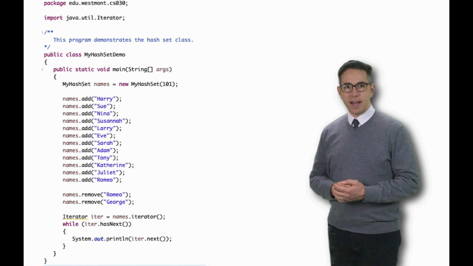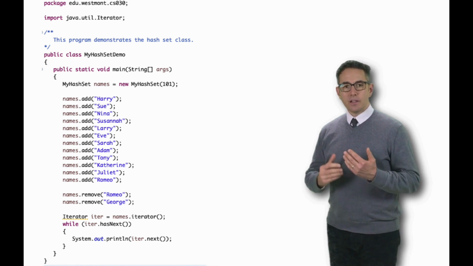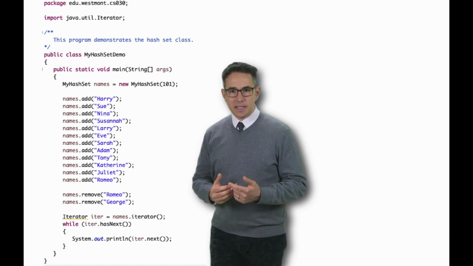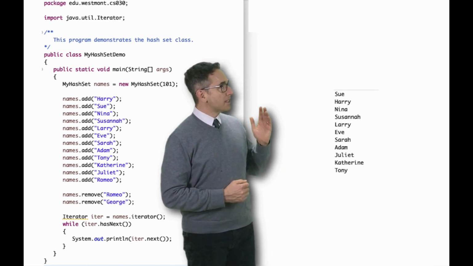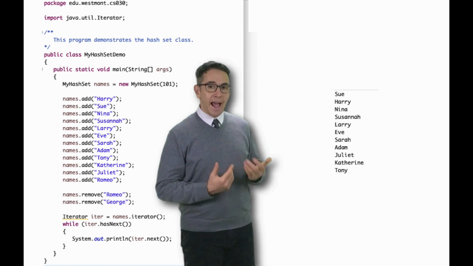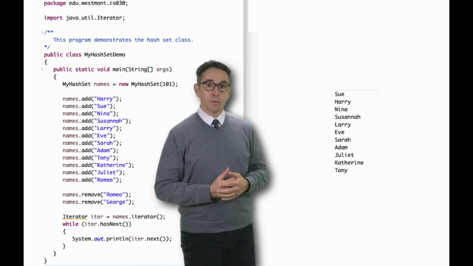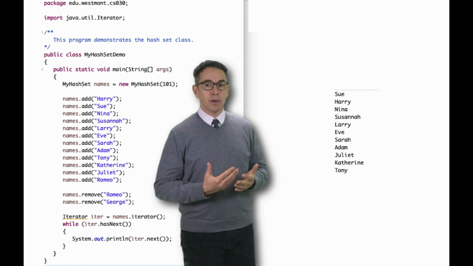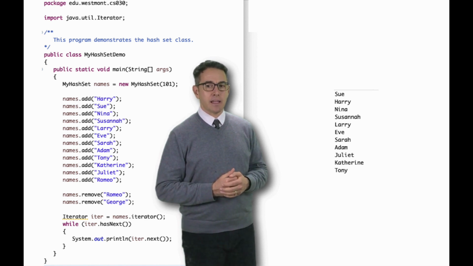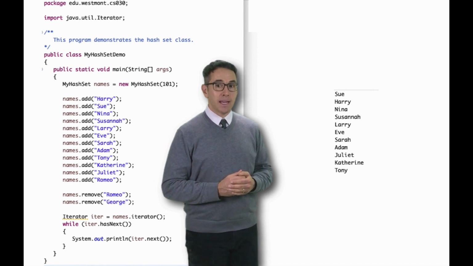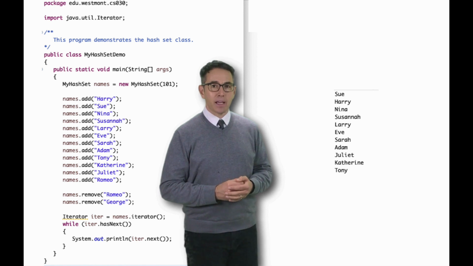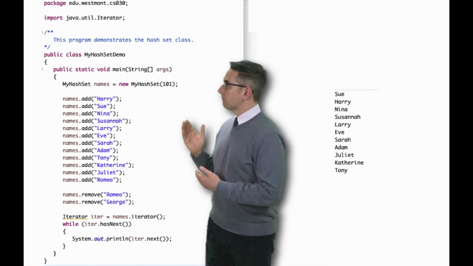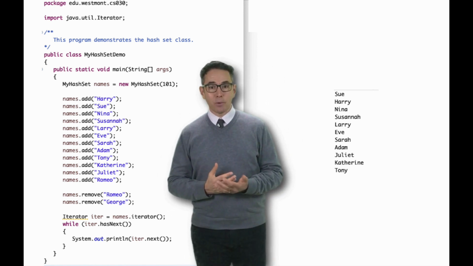For example, iter.next. Now if we run this code, what we can see over here on the left, if my green screening goes right, is a list of names that have been outputted by our set, and they're the ones that we expect to be there. So we see that Sue, Harry, Nina, Susanna, Larry, Eve, Sarah, Adam, Juliet, Catherine, and Tony are the ones that remain in our set after removing Romeo and George. And if you look back at our code, you can see that that seems appropriate.